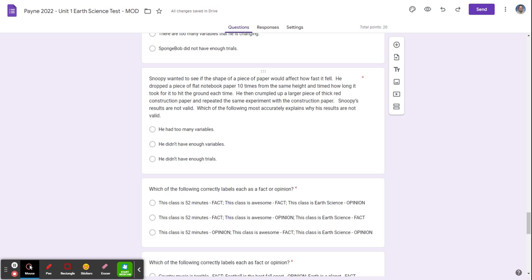Snoopy wanted to see if the shape of a piece of paper would affect how fast it fell. He dropped a piece of flat notebook paper 10 times from the same height and timed how long it took to hit the ground each time. He then crumpled up a larger piece of thick red construction paper and repeated the same experiment with the construction paper. Snoopy's results are not valid. Which of the following most accurately explains why his results are not valid? He had too many variables. He did not have enough variables. He didn't have enough trials.